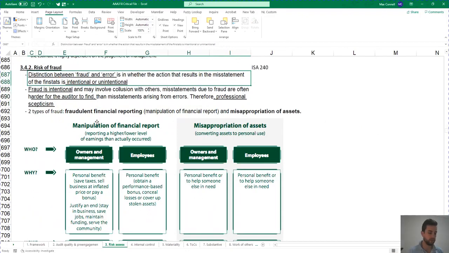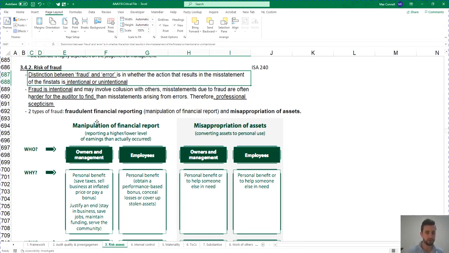So there's an important distinction between what is fraud and what is error. So I kind of touched on this before. It comes down to intention. If the misstatement in the financial statements is intentional, it's fraud. If the misstatement is unintentional, it's an error. But the requirement of both is there is actually a misstatement. So fraud is intentional, may involve collusion with others, and therefore it's often harder for the auditor to find, which is why the concept of professional skepticism arises.